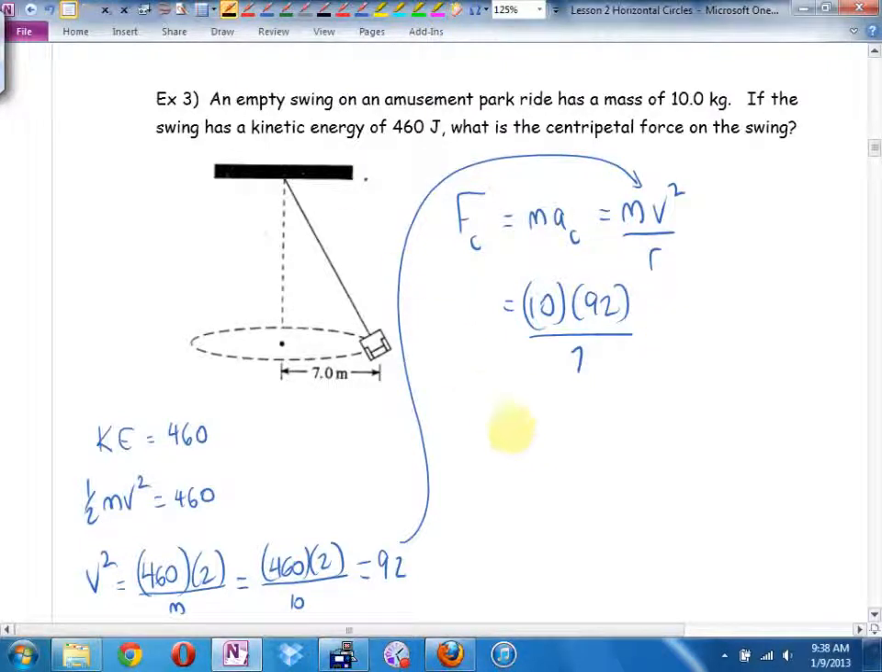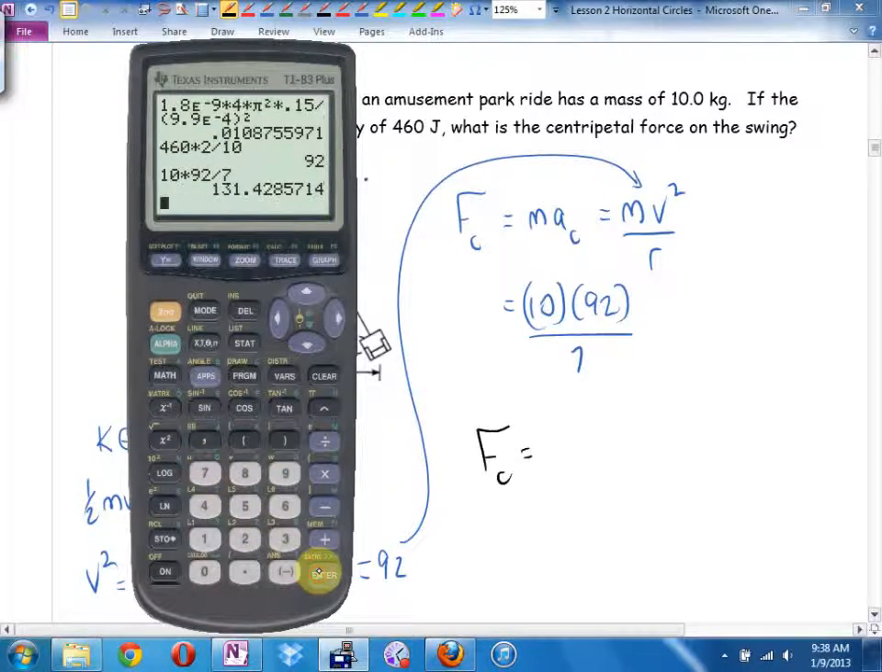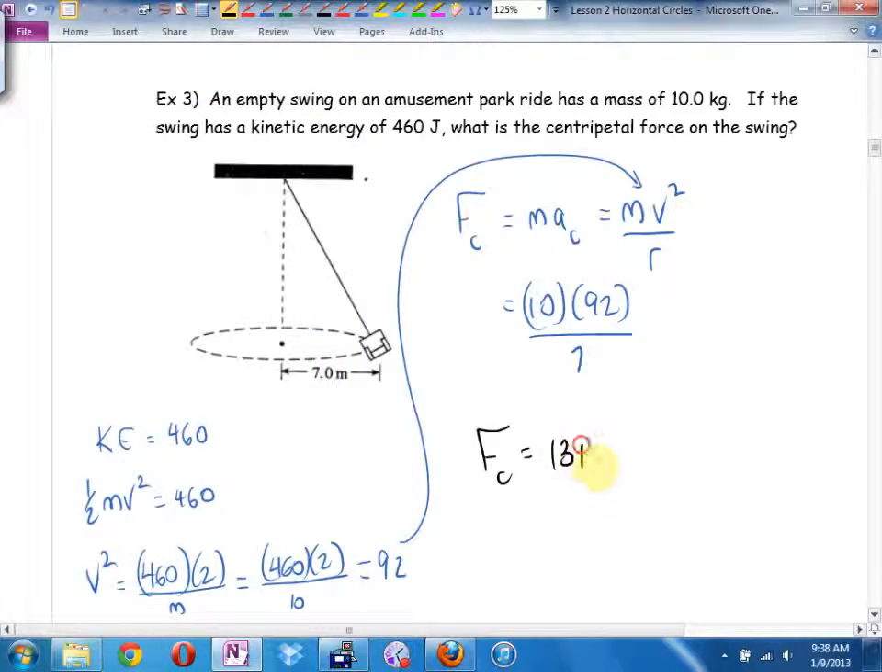What do you get? What is the centripetal force on the swing? How many newtons? 131.4? 131? Newtons.